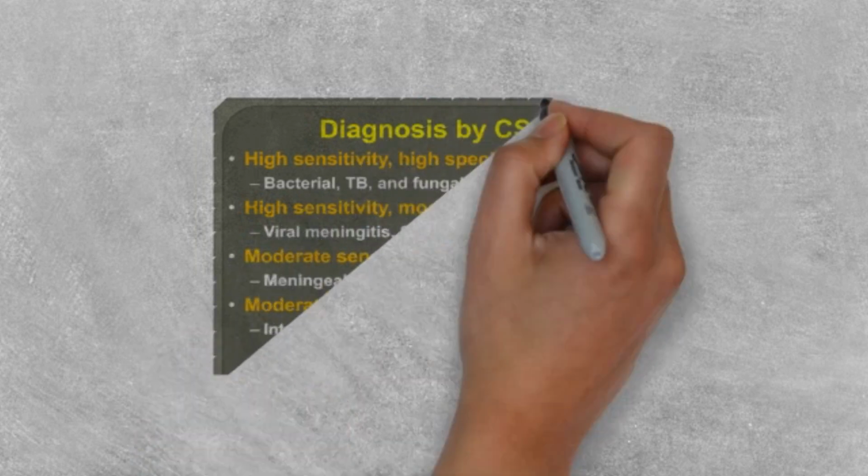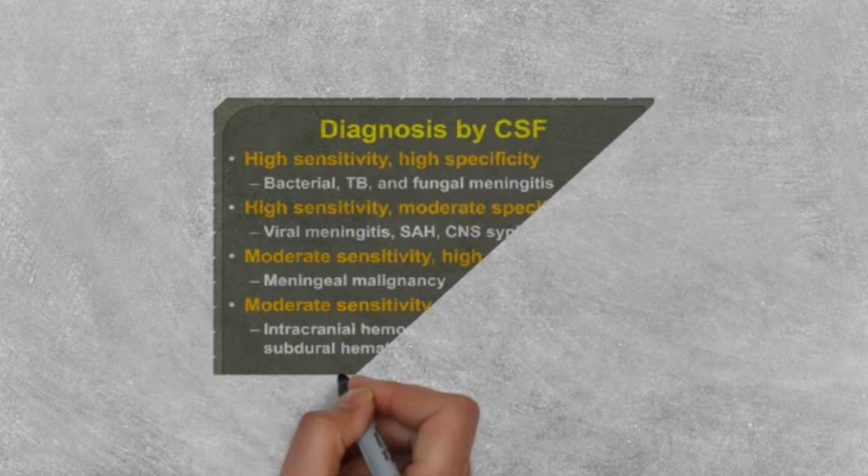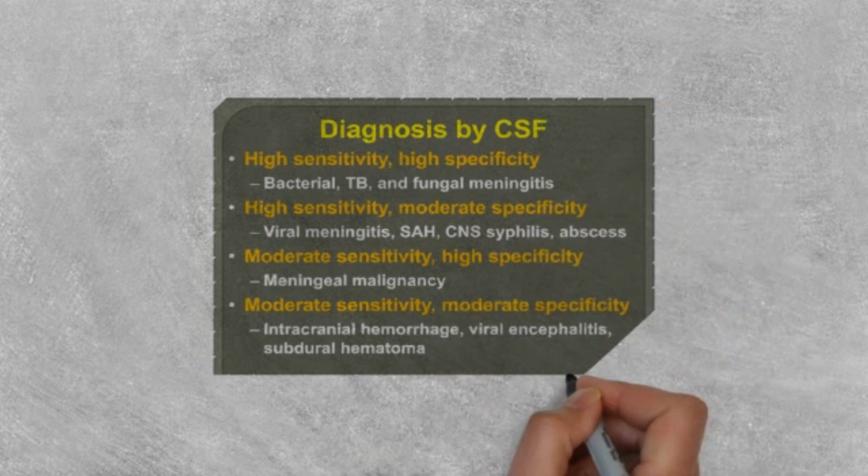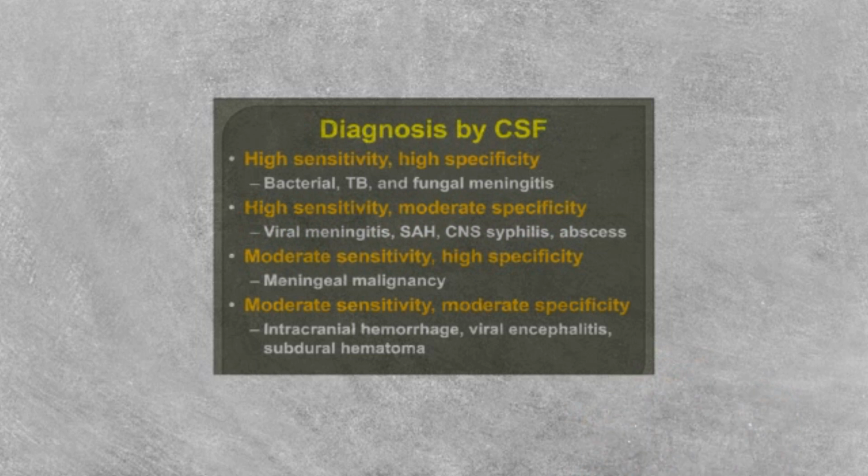Diagnosis by CSF. High sensitivity, high specificity is seen in bacterial, TB and fungal meningitis. High sensitivity, moderate specificity in viral meningitis, SAH, CNS syphilis, abscess. Moderate sensitivity, high specificity, meningeal malignancy. Moderate sensitivity, moderate specificity, intracranial hemorrhage, viral encephalitis, subdural hematoma.